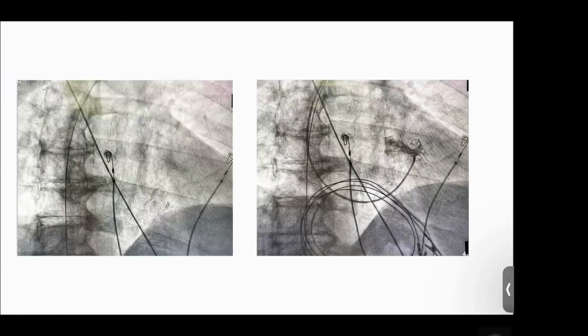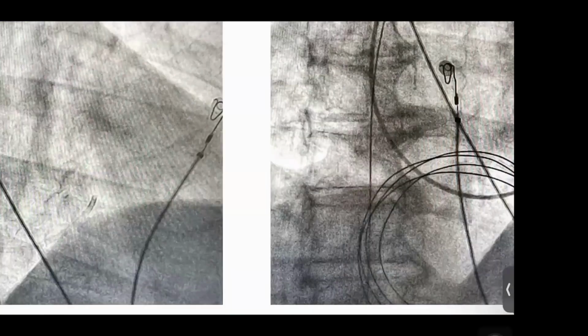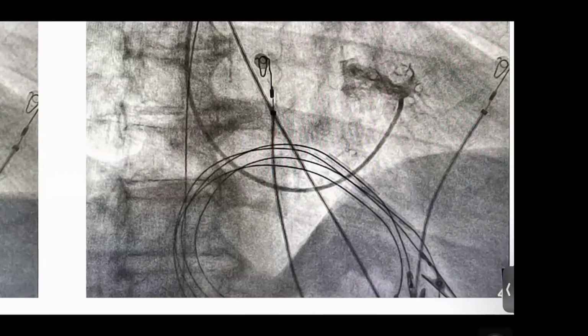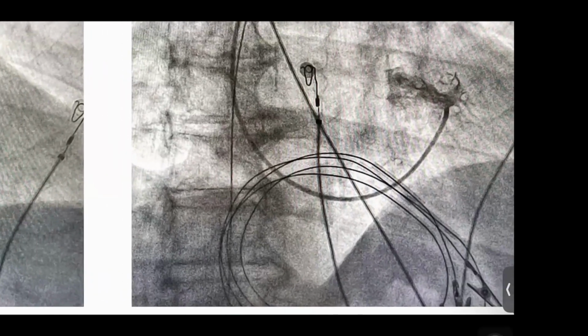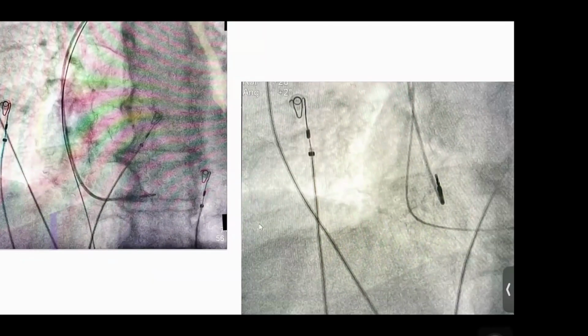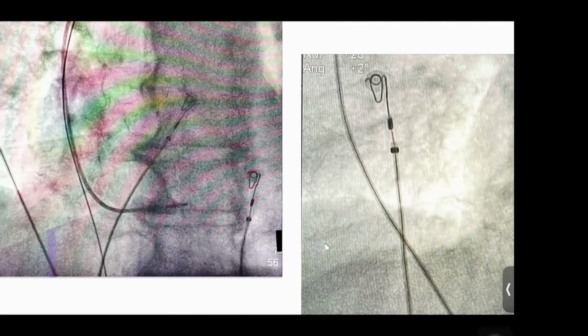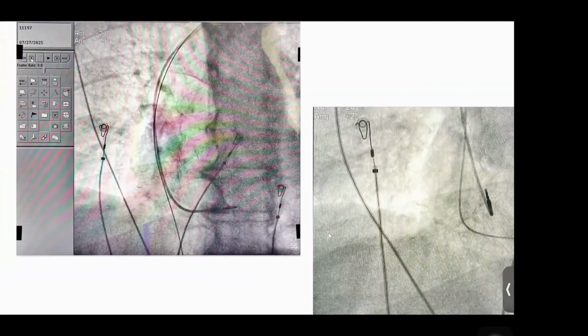This is our technique. This is the fluoro image in RAO. You see the sheath here on the septum, and we inject contrast. Then we deliver our lead in LAO. Here, I think you are seeing the contrast and the lead already penetrating the septum in LAO view, and also penetrating the septum towards the spine in RAO view.